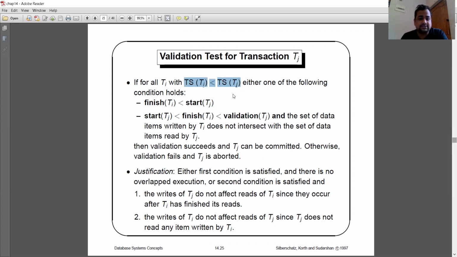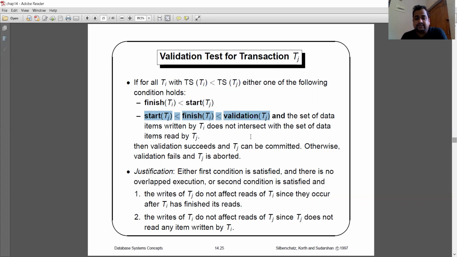The validation for transaction Tj: for all Ti with Ti less than Tj, what does it indicate? The timestamp of Ti is less than the timestamp of Tj, so Ti is executed first, then Tj. Either one of the following conditions must hold. The first condition is the finish of Ti is less than the start of Tj, or the start of Tj is less than the finish of Ti, which is less than the validation of Tj. Any one of the conditions must be satisfied.